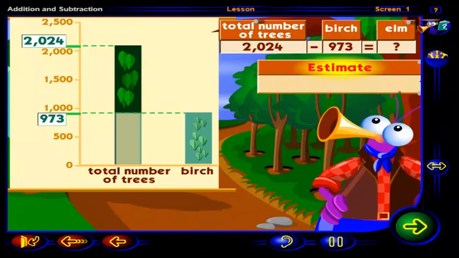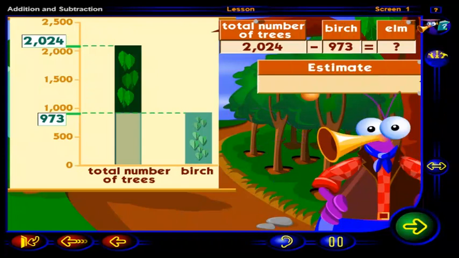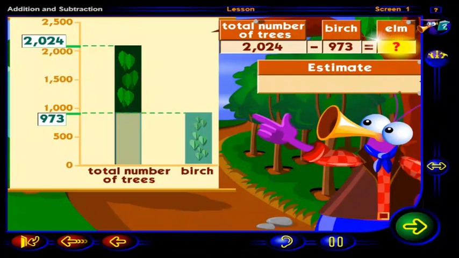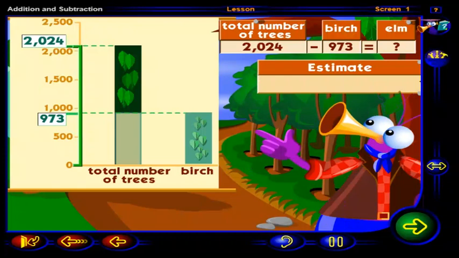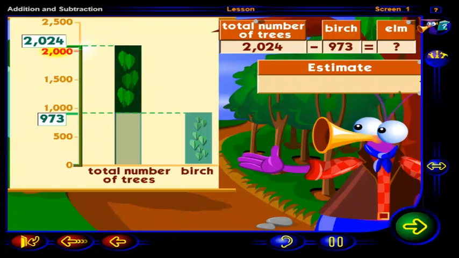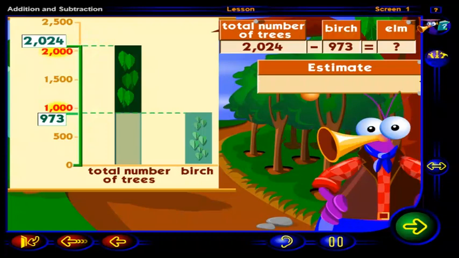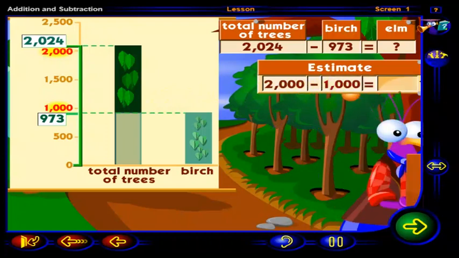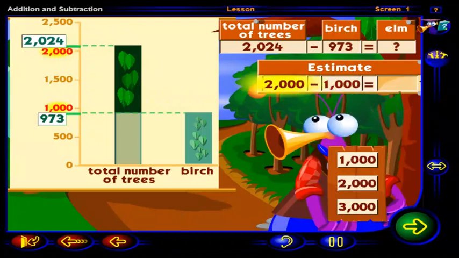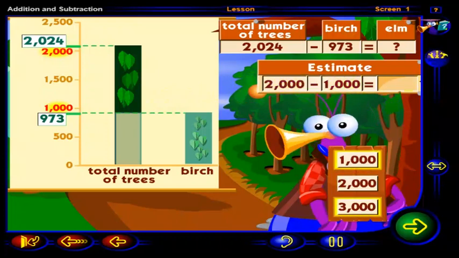Let's estimate this difference to see about how many elm trees there are. Looking at the graph, we can see that the total number of trees is about 2,000, and the number of birch trees is about 1,000. So, we can estimate that the number of elm trees is the difference between 2,000 and 1,000. What is the difference between 2,000 and 1,000? Drag a number here, then click OK.